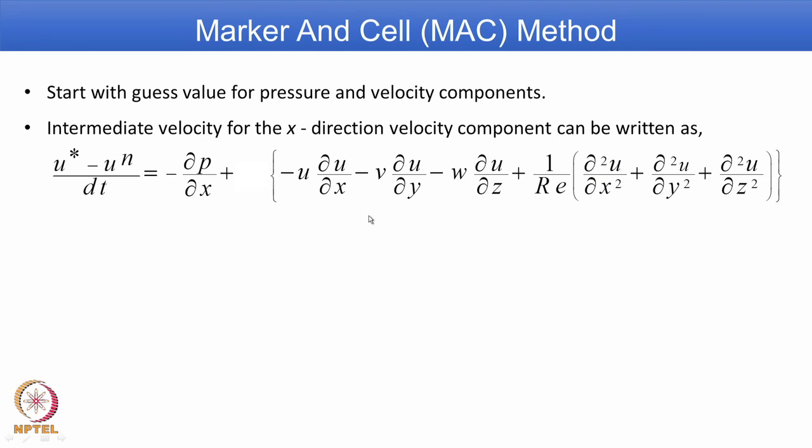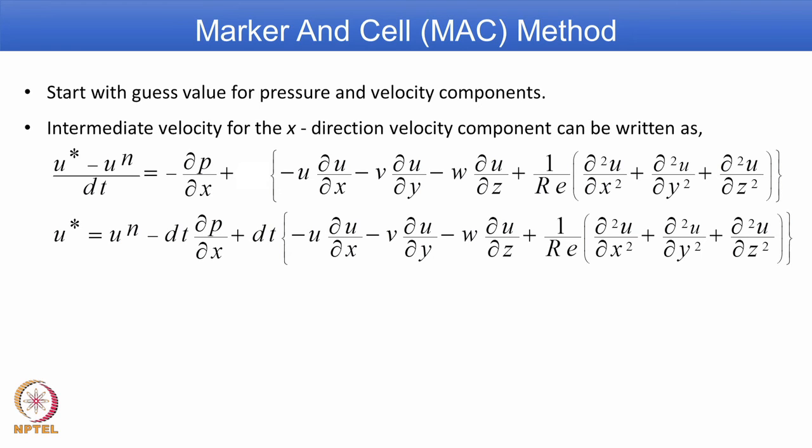Finally, we get this discretized equation. If you solve this equation, then you get u star. We name it u star because it is an intermediate velocity. The intermediate velocity may not satisfy the continuity equation. So, if you rewrite this equation, take dt to the other side, u n is also known and that is also taken to the other side, and this is the equation for u star.